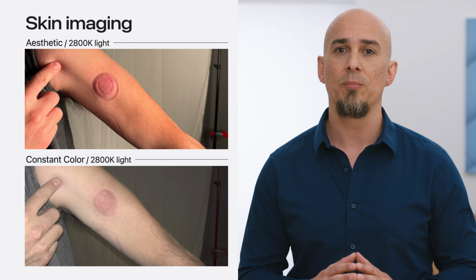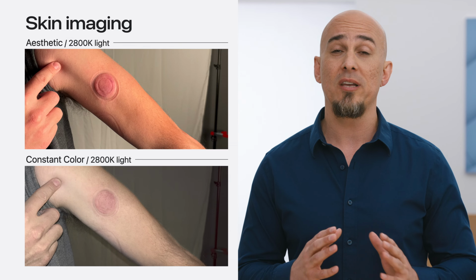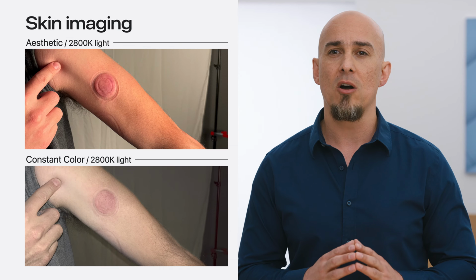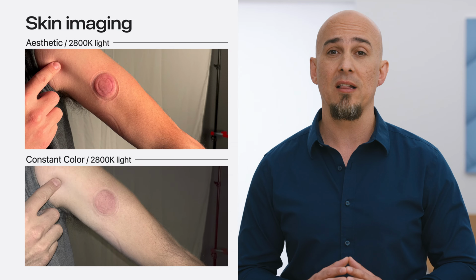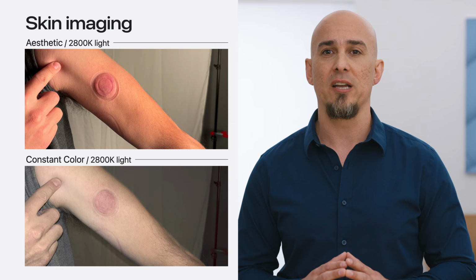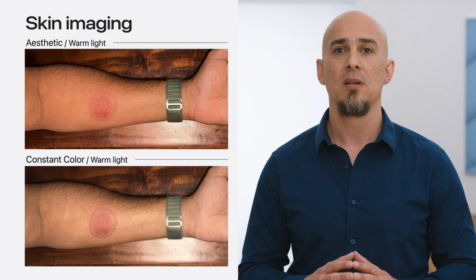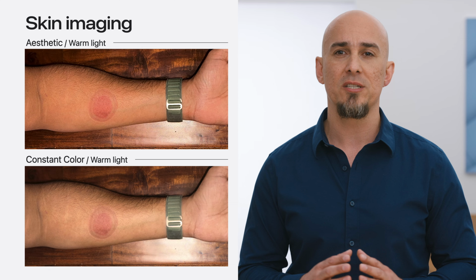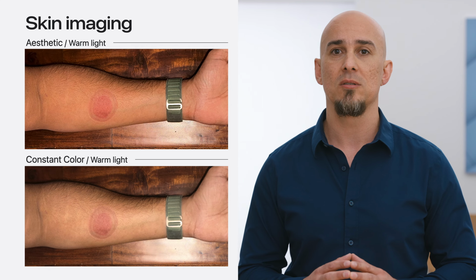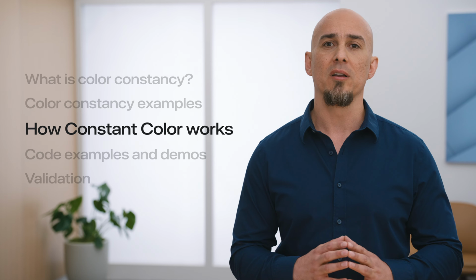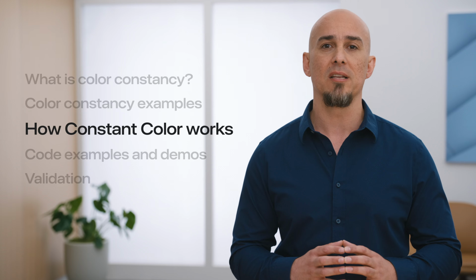As we can see in this example, where the very warm indoor light at 2800 Kelvin makes the cupping mark very severe in the aesthetic photo. Both the absolute color in a single image as well as the progression of color changes over time are informative. This is especially true for people with darker skin tones, where the color changes may be more subtle than in people with lighter skin tones. And of course, performance across skin tones is essential in our products, so we will talk about validation later in the presentation. Let's dig a bit deeper into how the constant color feature generates these images.